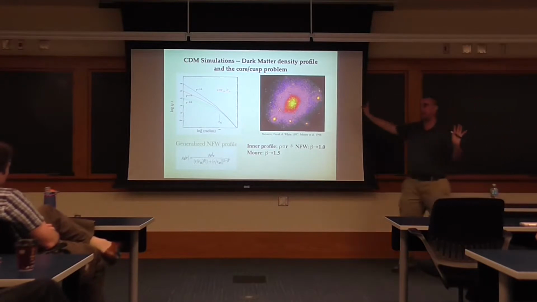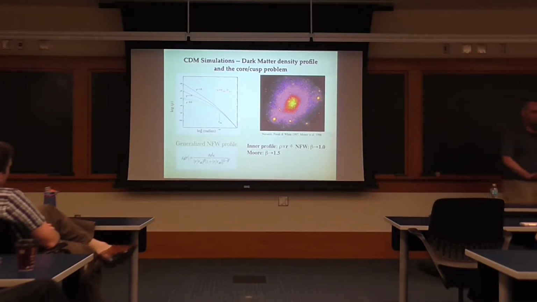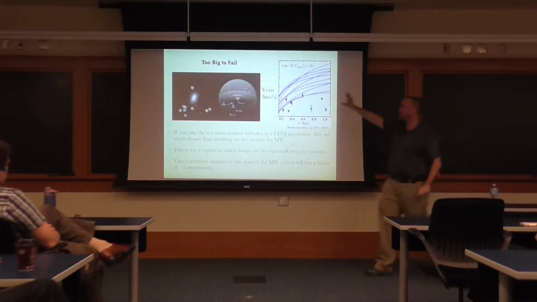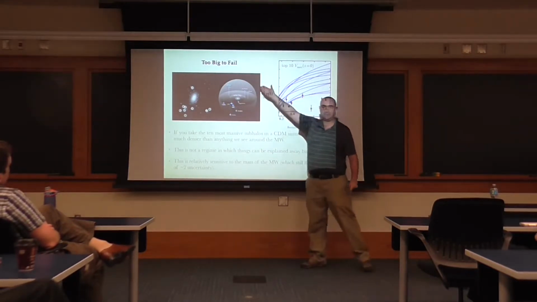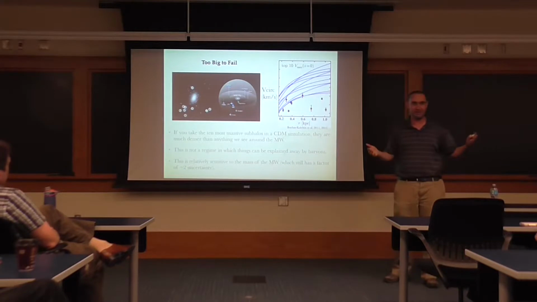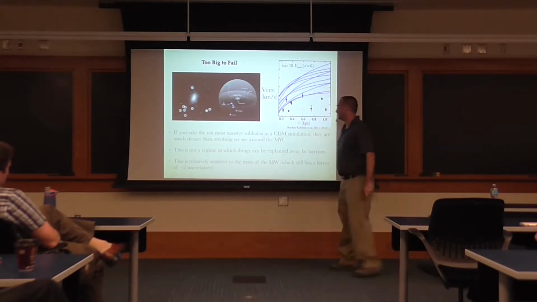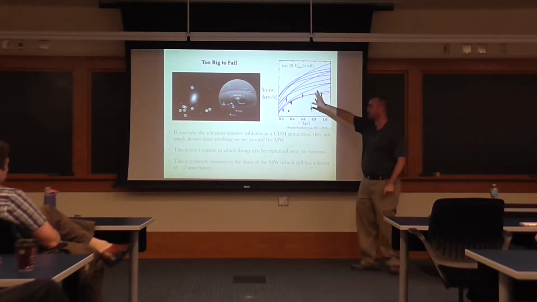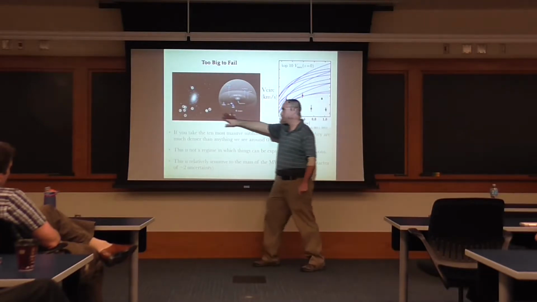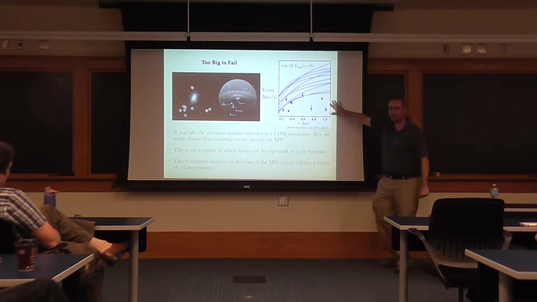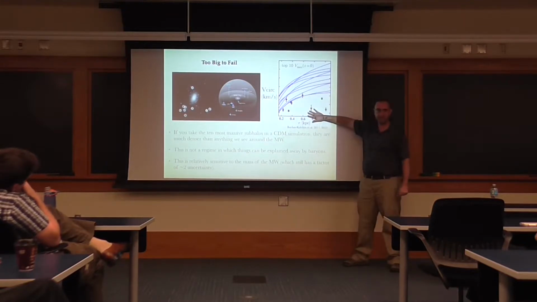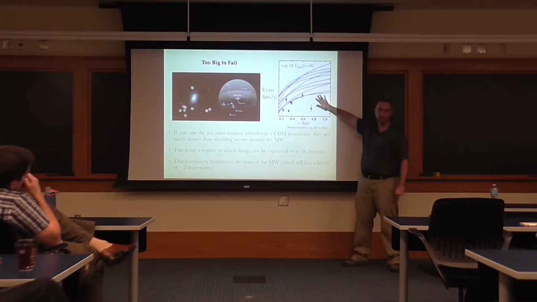Just suffice to say there are other problems with the CDM model of structure formation once you zoom in on small scales. And then the most recent problem, it's actually only a few years old as far as I know, is so-called too big to fail, which is sort of a problem named after the time it was found. So if you take the 10 most massive subhalos in a CDM simulation, where we think we know what's going on, and you compare them with the 10 most massive dwarf galaxies around the Milky Way, they have very different densities.